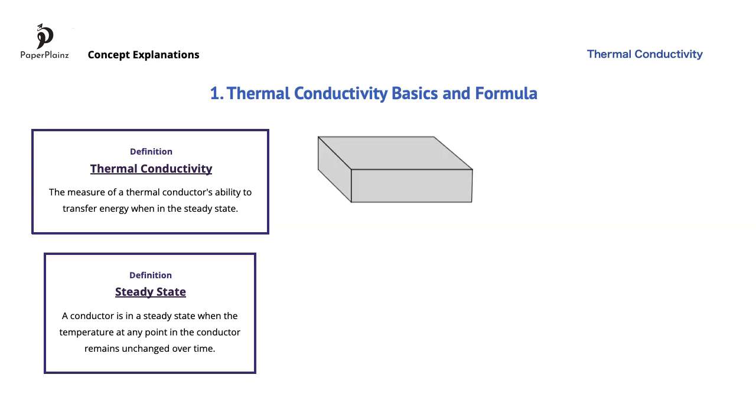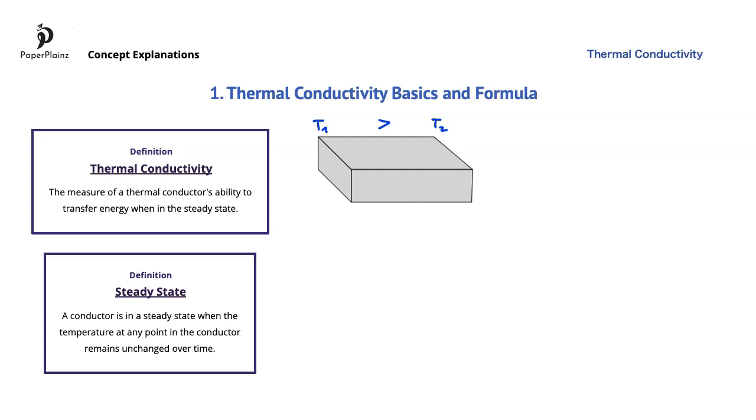Imagine that we have a thermal conductor that looks like this. It could be, for example, a metal block. We'll assume that the temperature at the left end of the conductor is T1 and at the right end it is T2. We'll also assume that T1 is larger than T2, which means that energy flows through the conductor from left to right. For our purposes here, we'll also suppose that the conductor is in a steady state, so T1 and T2 remain unchanged during a certain period of time.